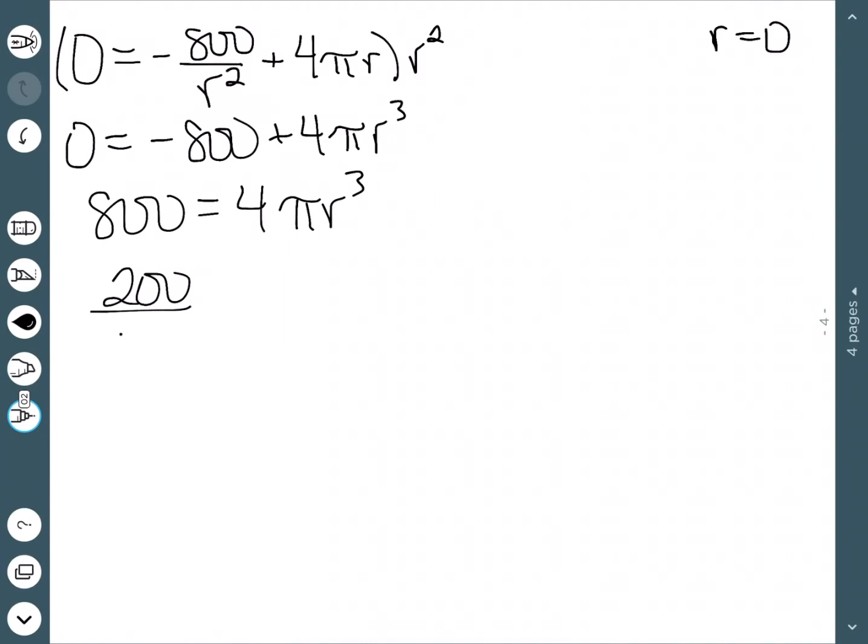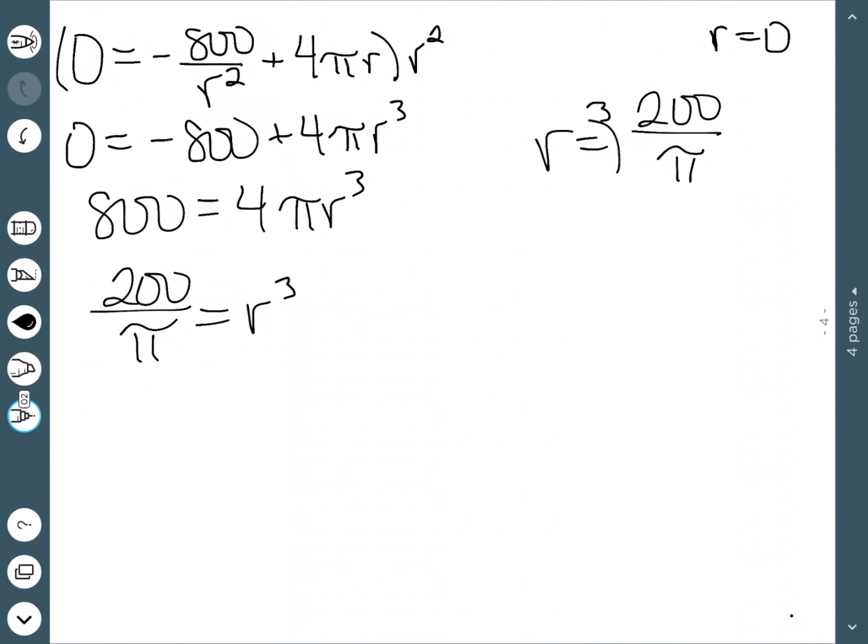We now have 200 over pi equal to r cubed. So r is going to be equal to 200 over pi, and then we're going to take the cube root of that number, which is approximately 3.99, so we'll go ahead and say 4 centimeters.